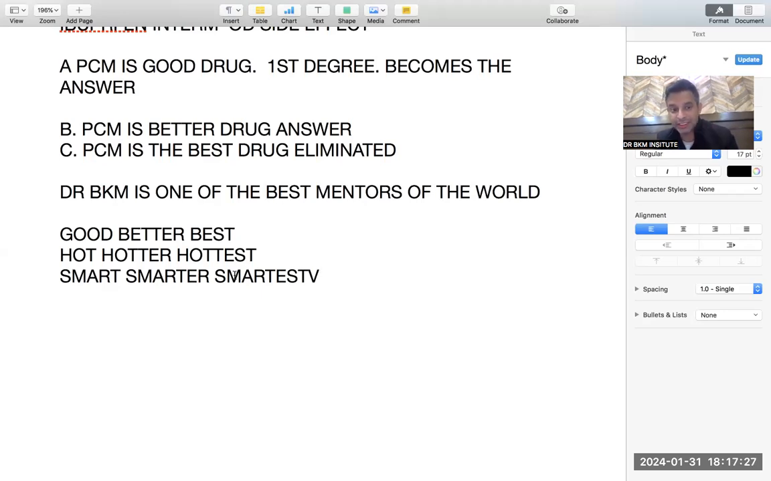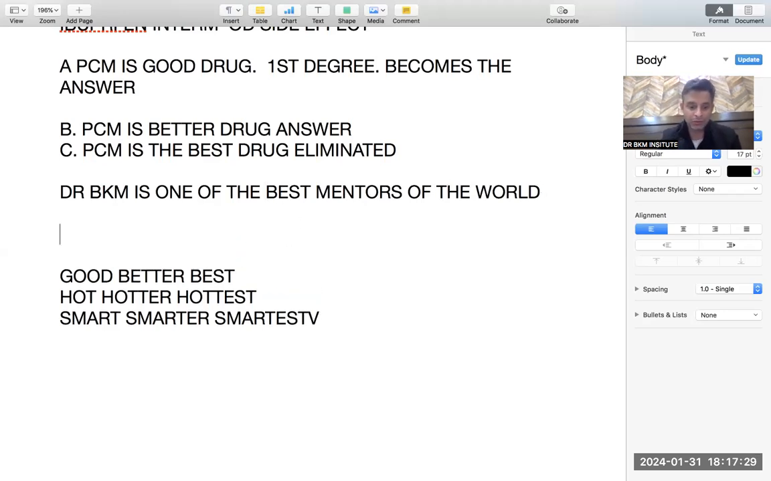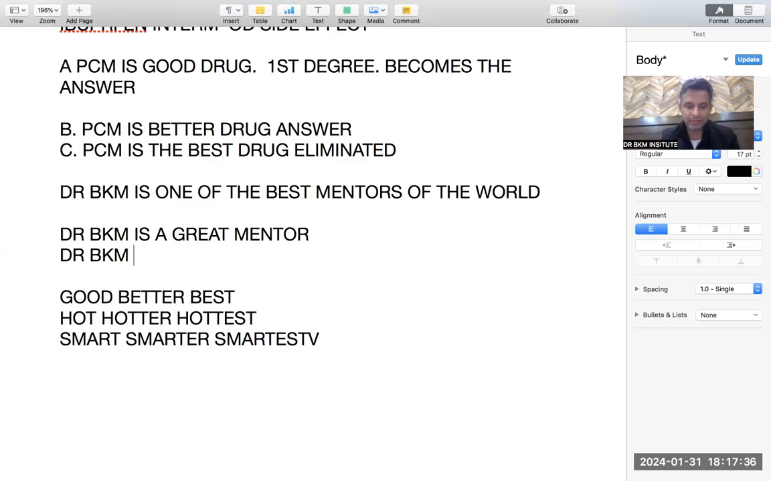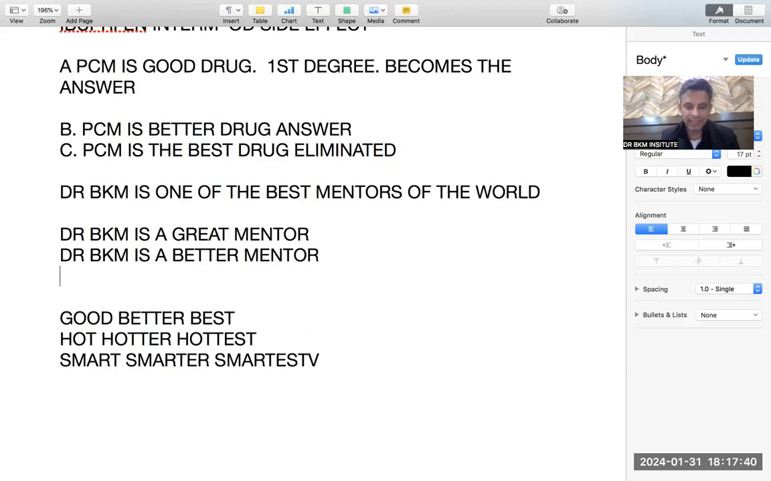So if the option says Dr. BKM is a great teacher, is a great mentor, Dr. BKM is a better mentor, and if I say Dr. BKM is the best mentor, obviously we feel like choosing option B. But in reality, Dr. BKM is one of the best, which means there is no comparison. It is not the best, so there is no superlative degree, third degree. So the answer becomes this.